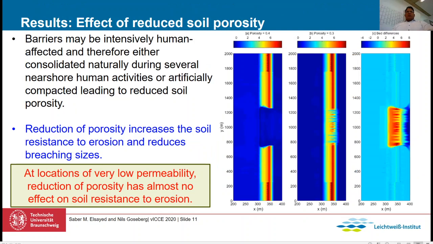So here we study the effect of porosity, and we compare with the previous results of the same case study when the porosity was 0.4. Now we reduce it, assuming that porosity can decrease under compaction or consolidation, and this might strengthen the barrier against coastal erosion. This is the reason why we reduced the porosity to 0.3, and when we compare both, we found that the erosion decreases a lot, especially at the location of higher permeability, and at locations of lower permeability, porosity has no effect. So the reduction of porosity increases the soil resistance to erosion and reduces breaching size, but at locations of very low permeability, the reduction of porosity has no effect.